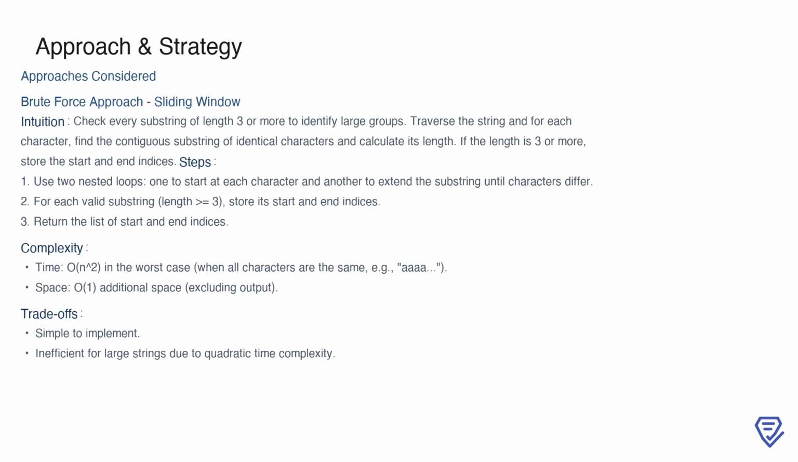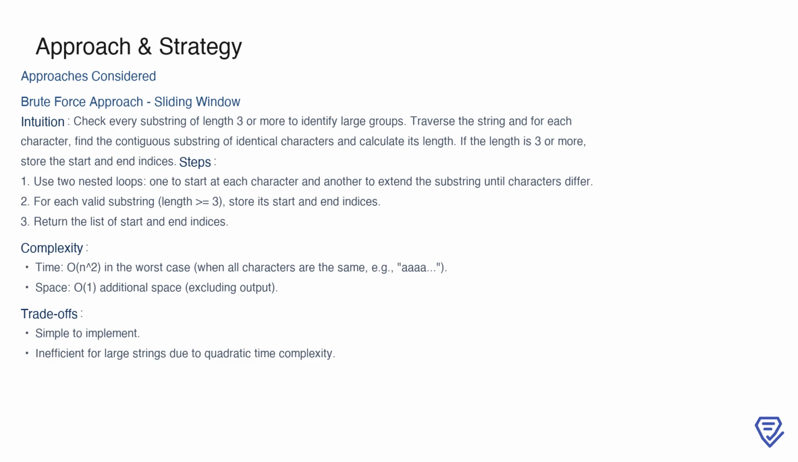To solve the problem, one approach we can consider is the brute force method using a sliding window. The intuition here is straightforward: we traverse the string and, for each character, find the longest contiguous substring of identical characters. Once we have this substring, we calculate its length. If the length is 3 or more, we record the start and end indices of this group. The steps involve using 2 nested loops, one to start at each character and another to extend the substring until the characters are no longer the same.